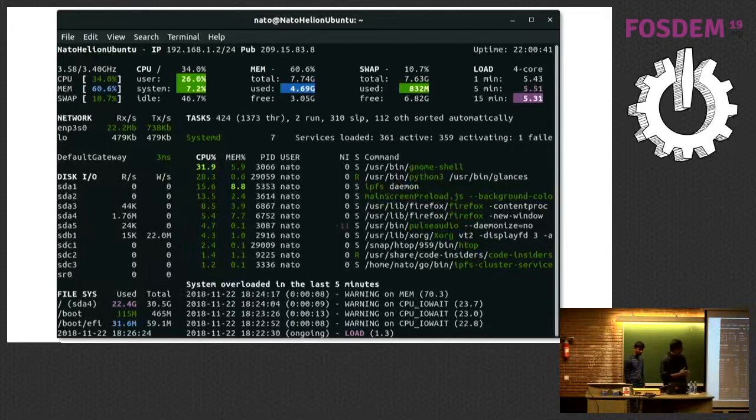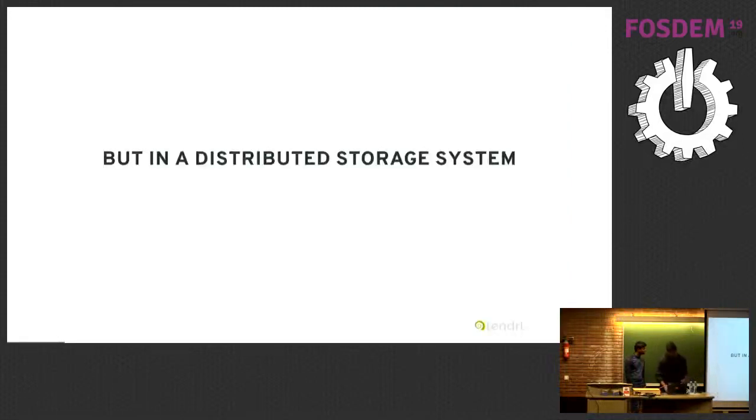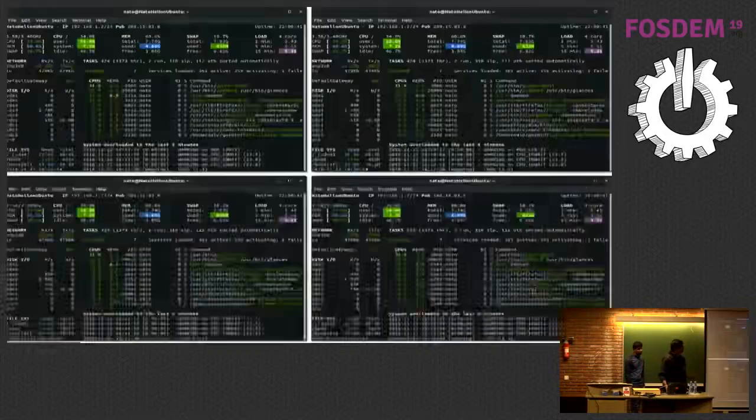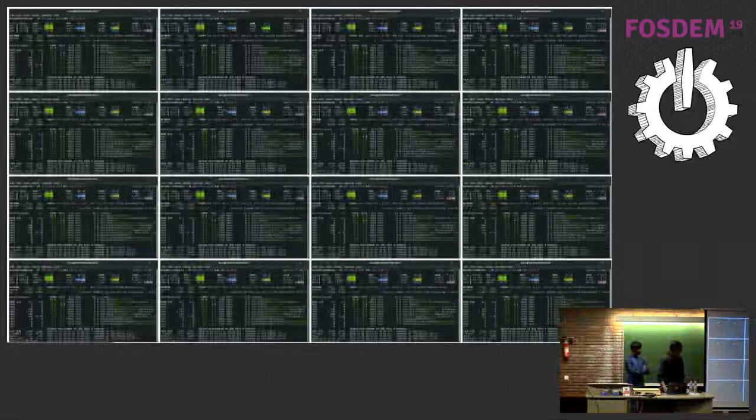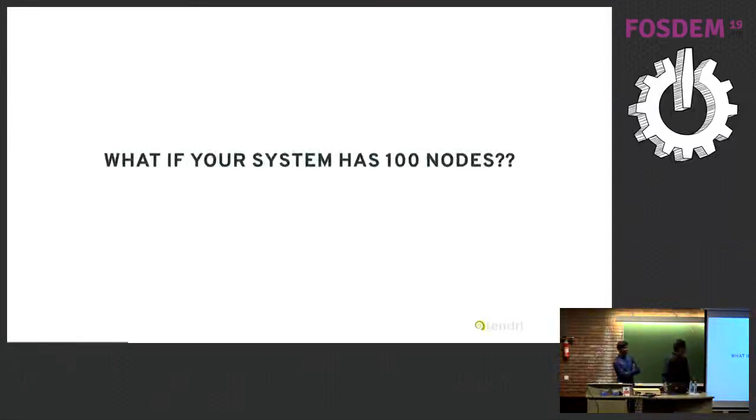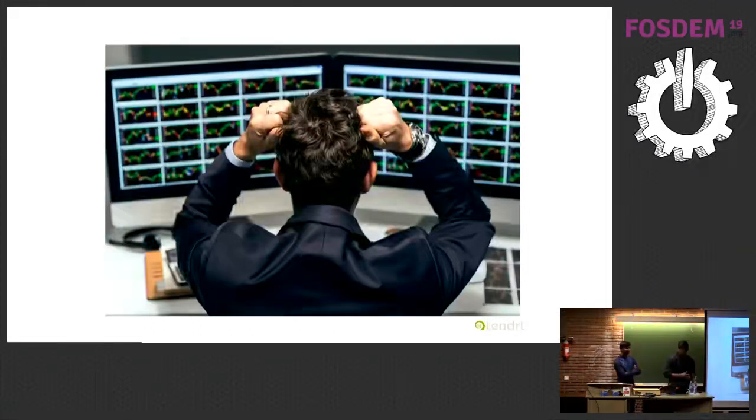But if you have a single instance, it's pretty easy to monitor the particular node. But right now we are talking about a distributed storage system. So what if you have multiple nodes? Well, in case your cluster has 4 nodes, it's still easier to run command line tools and find out the resource utilization. But what if your number of nodes in the cluster increases? Well, the complexity also increases. And what if your system has 100 nodes? Well, someone is going to get paranoid.